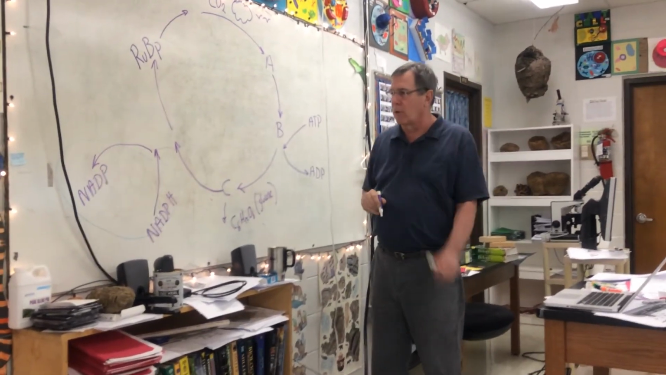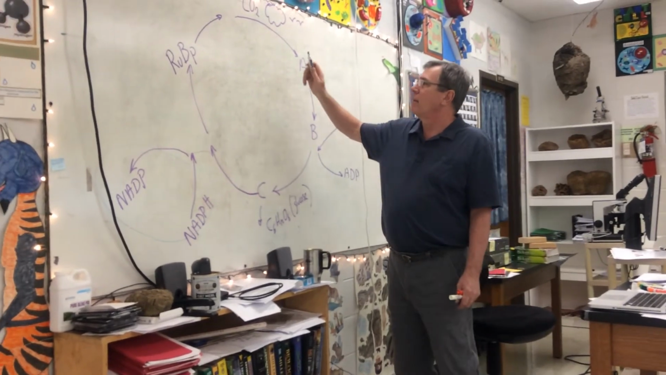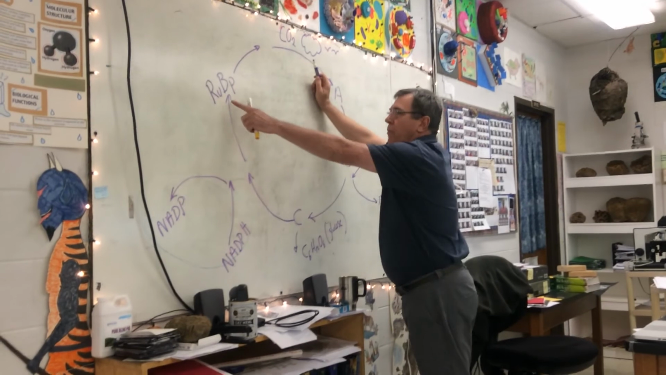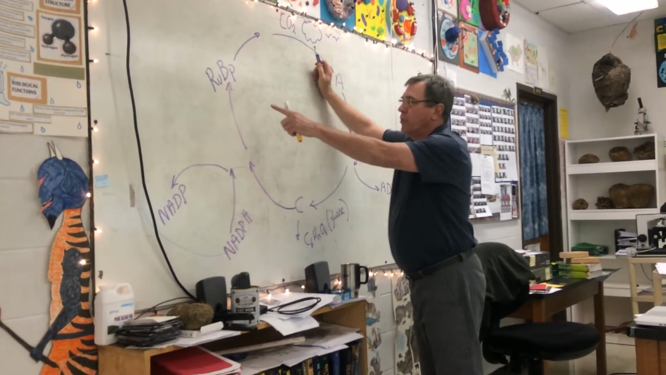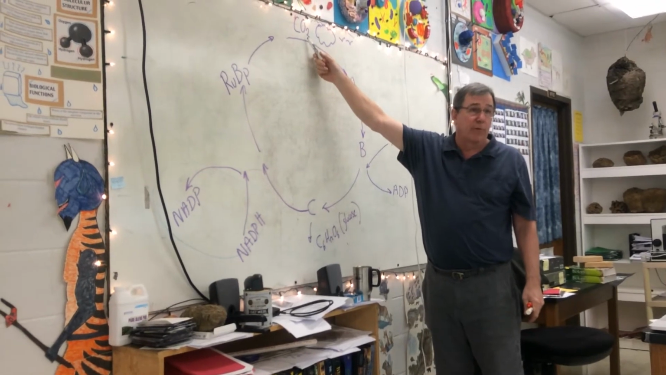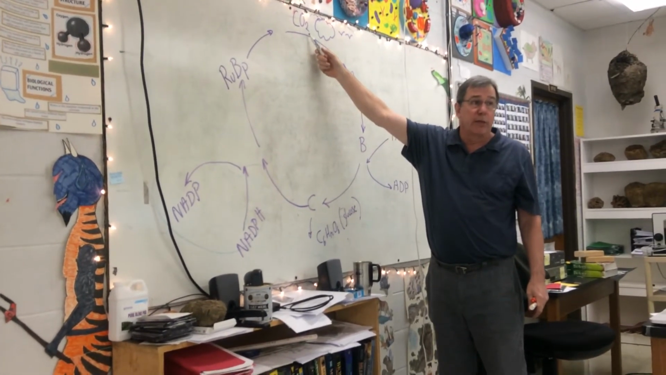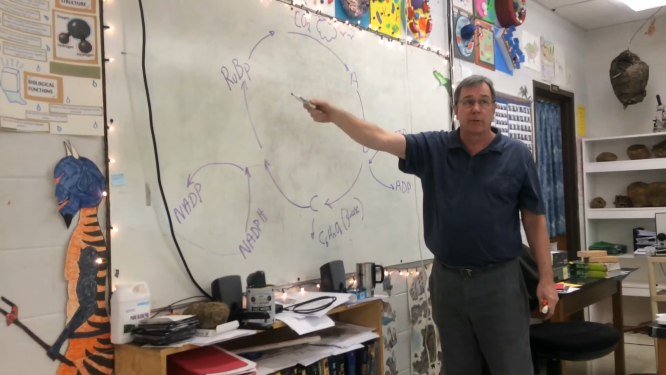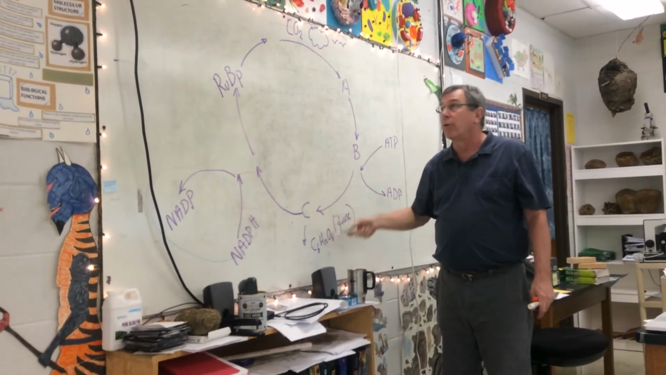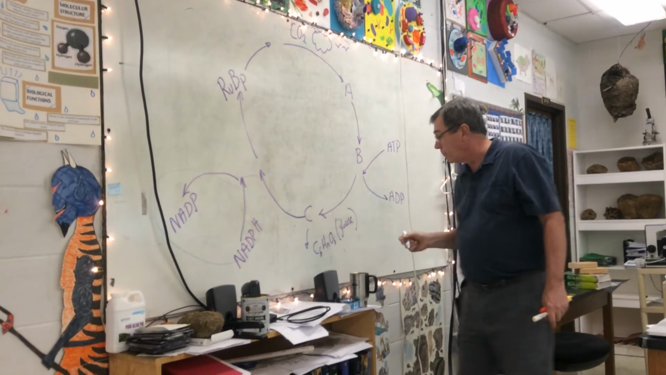A couple things I want to point out is that CO2 comes from the atmosphere. It joins RuBP, and we end up with RuBP, which means that sugar then must be made from the carbon that you get from the atmosphere. That's the only place it comes in. We started with this, we end with this. The only thing we've added is this. The only thing we've taken away is this. So this came from CO2.